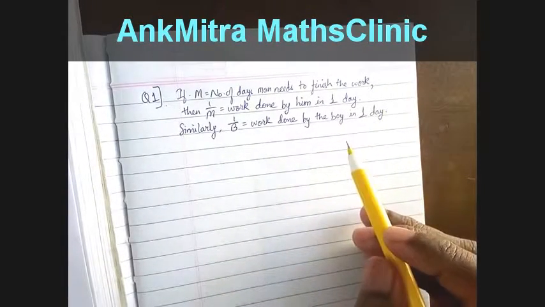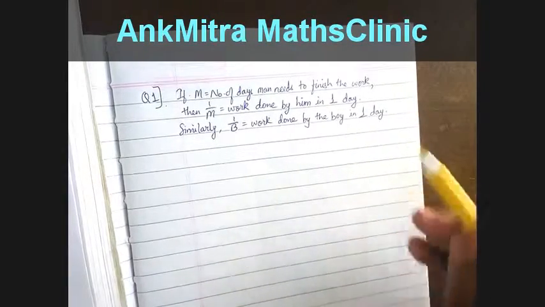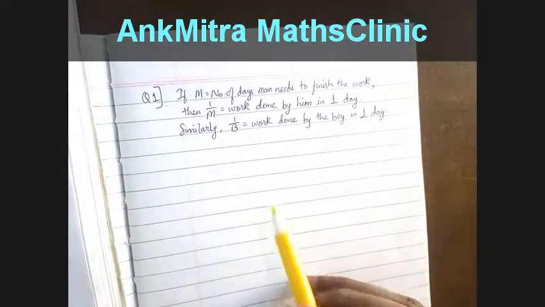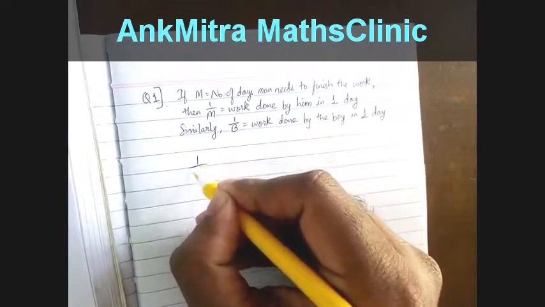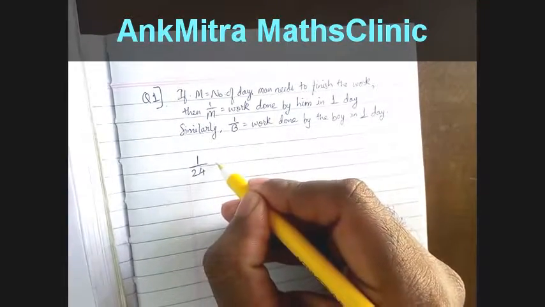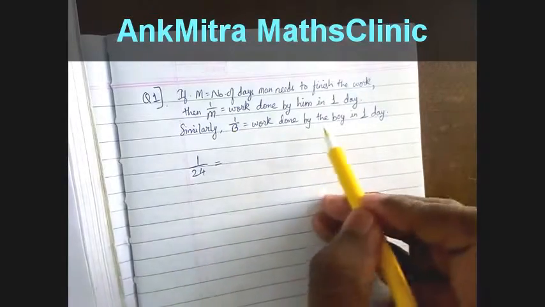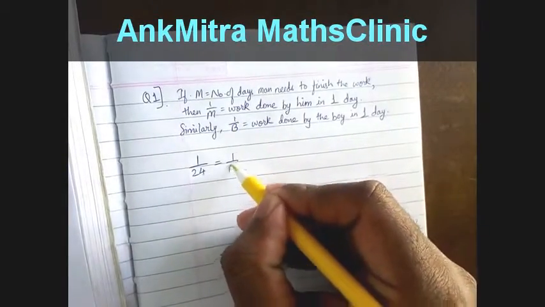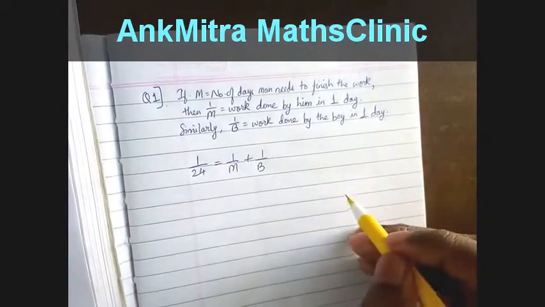So in this sum it is given that a man and a boy complete the work together in 24 days. That means in one day they will be finishing 1 by 24 part of the work, right? So this 1 by 24 part of the work involves one day of the man's work as well as one day of the boy's work. So it will be 1 upon M plus 1 upon B. Okay, this becomes our first equation.